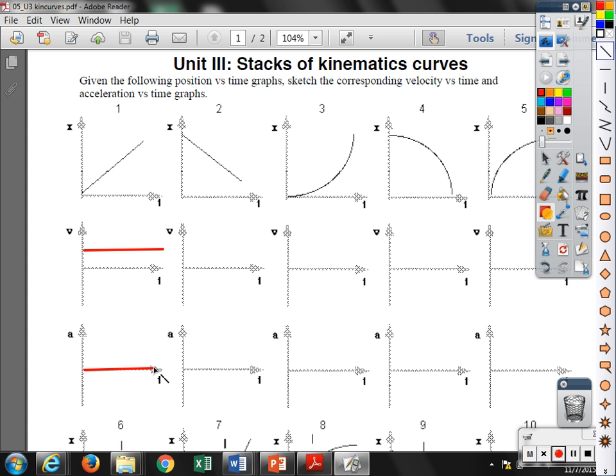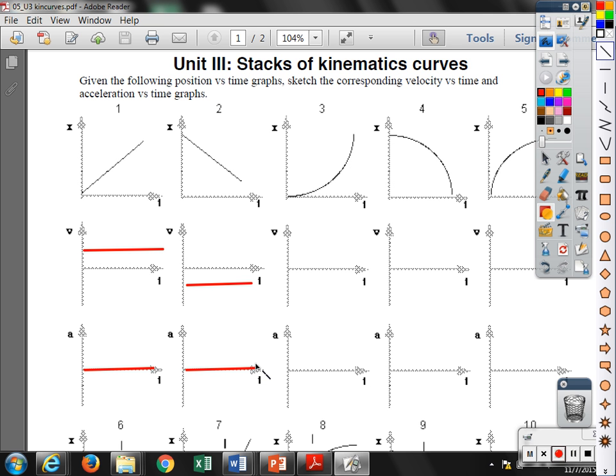In graph number 2, the object begins some positive position away from the origin and moves in a negative direction towards the origin with a constant speed. Again, looking at the slope, we can say that the velocity is both negative and constant. So we're going to now pick a negative velocity and show that it is constant throughout the entire time. The slope of that line is still 0 because with constant velocity, it doesn't matter which way you move, if there's no change in the velocity, then the acceleration is 0.